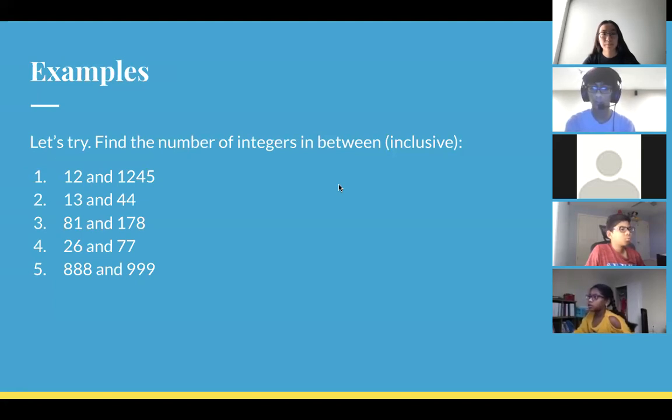Oh yeah, these questions are going to be worth points, by the way. All right, so Charles's process was to do 1,245 minus 12, and then he added 1 to fix the off by 1 error. So his answer was 1,234, and a bunch of other people also got that. So nice job. And now moving on to number 2.